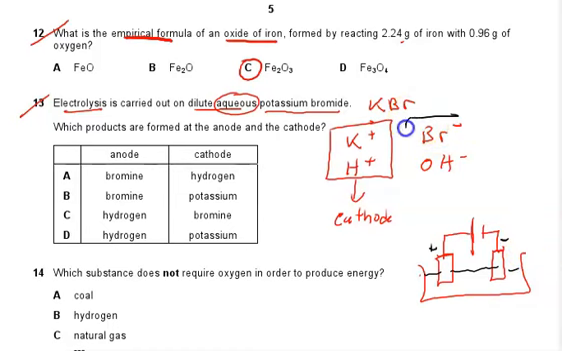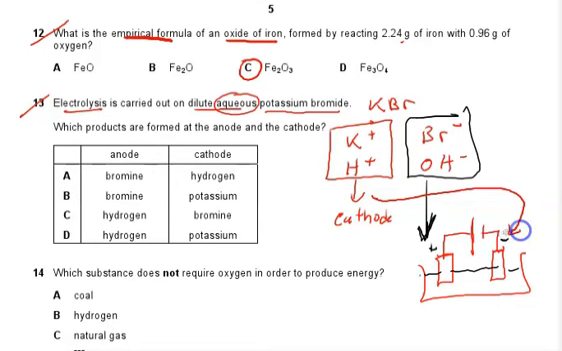So the negative will be attracted to the positive, and the positive charge, the cation, will be attracted to the negative electrode. So here's the cathode and here's the anode. Okay, so your best answer here will be anode is potassium. So your best answer here will be A. Okay, what product is formed? If you're looking at this electrochemical series, we will have hydrogen, the lowest.